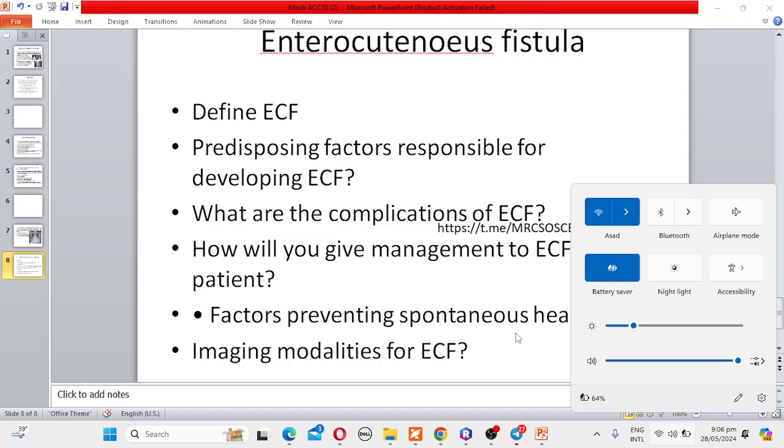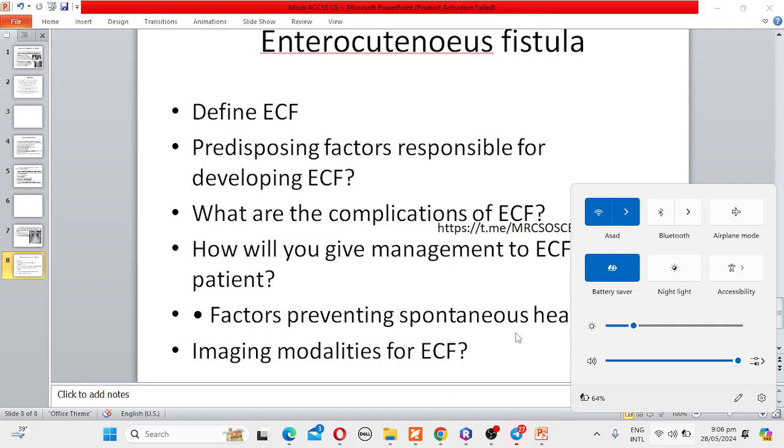So the complications would be fluid and electrolyte imbalance. There will be malnutrition and sepsis, and the skin will be excoriated outside.